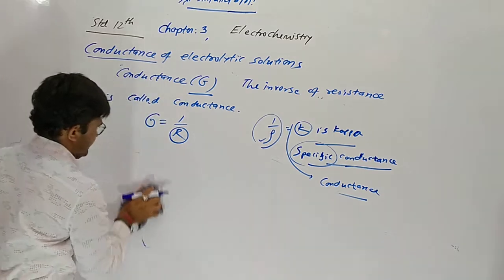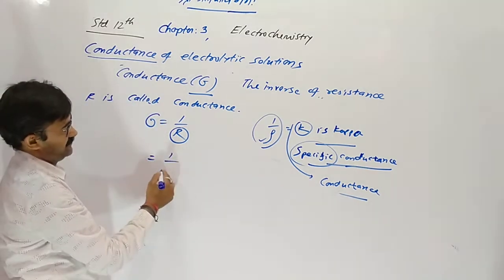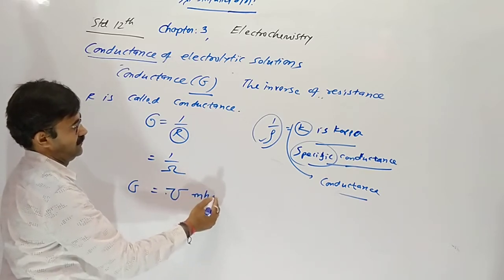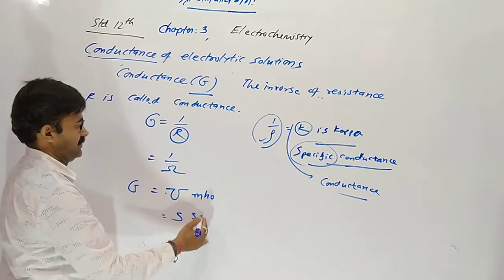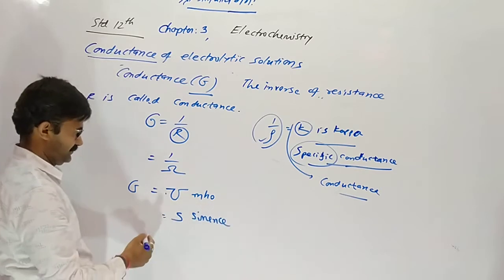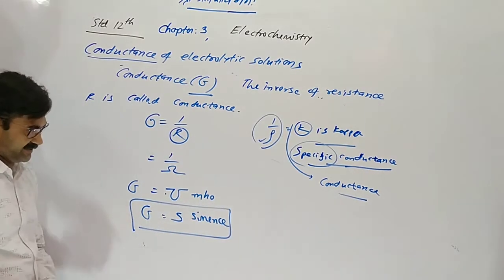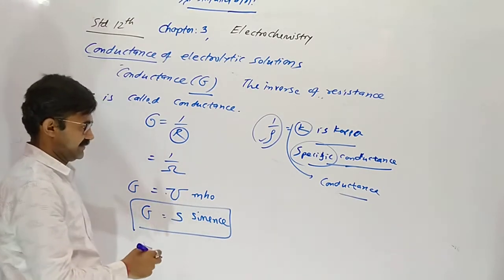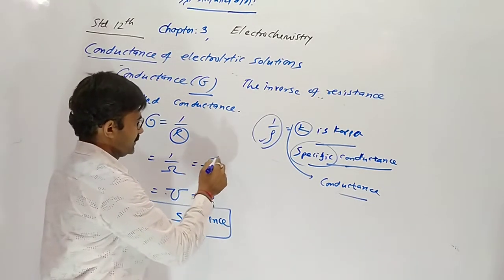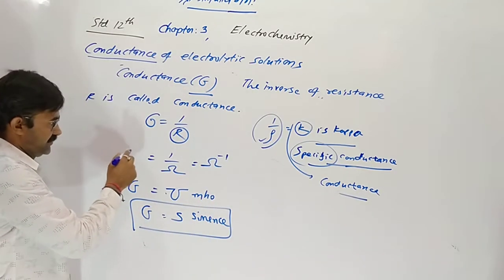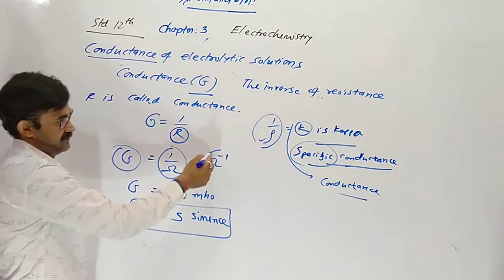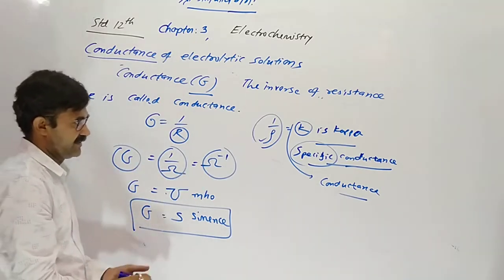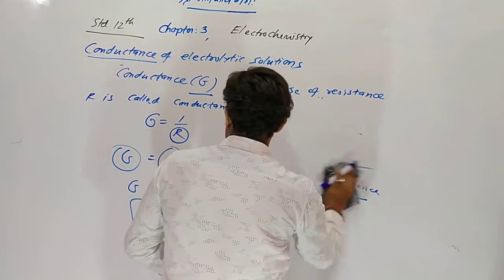First of all, the SI unit of G. 1 upon ohm means mho, otherwise Siemens. The unit of G is Siemens. 1 upon ohm is mho, otherwise Siemens, otherwise ohm inverse. Now what is the unit of rho?